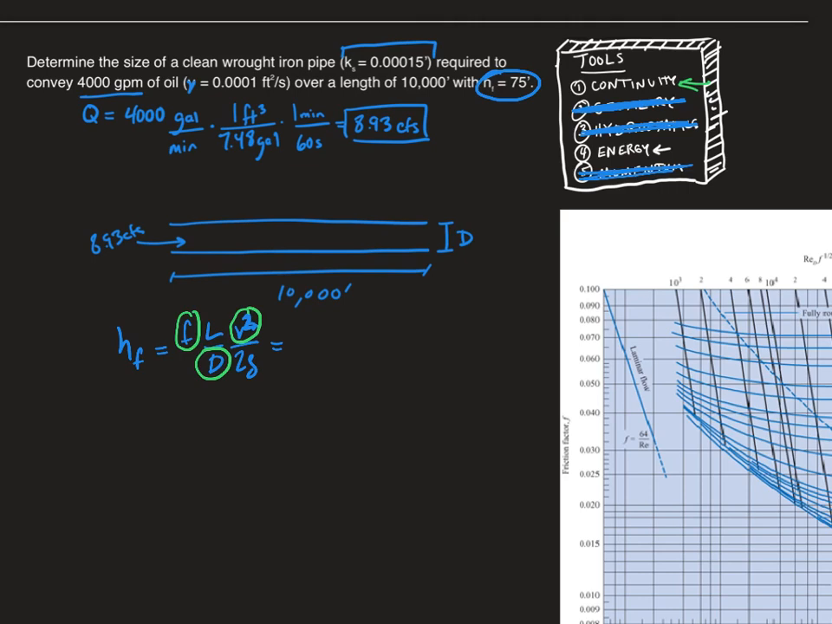However, we can do some things to make this a little easier on ourselves, because we do know Q. So we'll use a little continuity here. Because we know Q, we know the relationship between V and D. Up here off to the side, I'll say Q equals VA, Q equals V times pi D squared over 4, which means that V is 4Q over pi D squared.